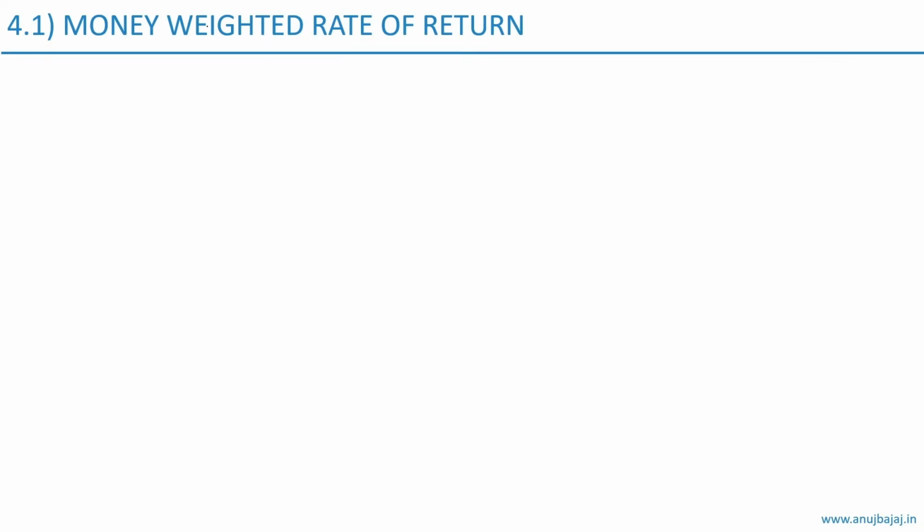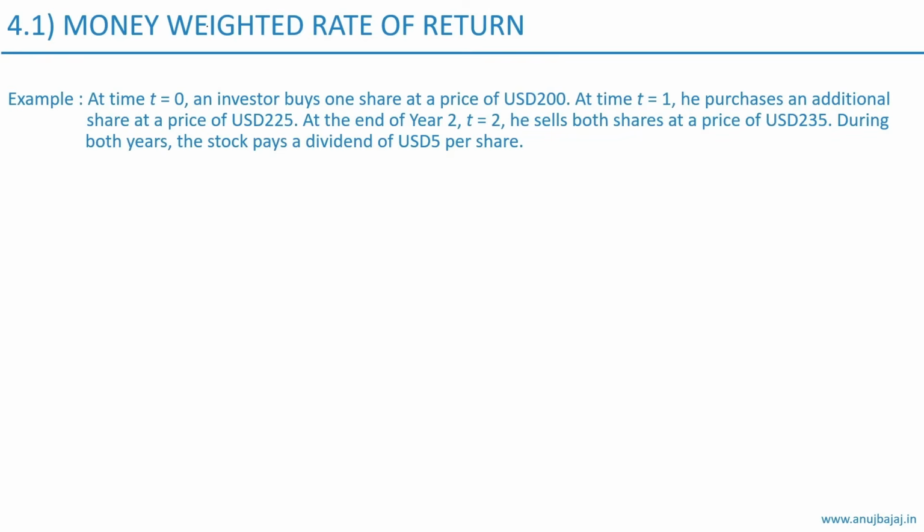Let us solve an example related to money weighted rate of return. At time 0, an investor buys one share at a price of $200. At time 1, he purchases an additional share at a price of $225, and at the end of year 2, he sells both the shares at a price of $235.